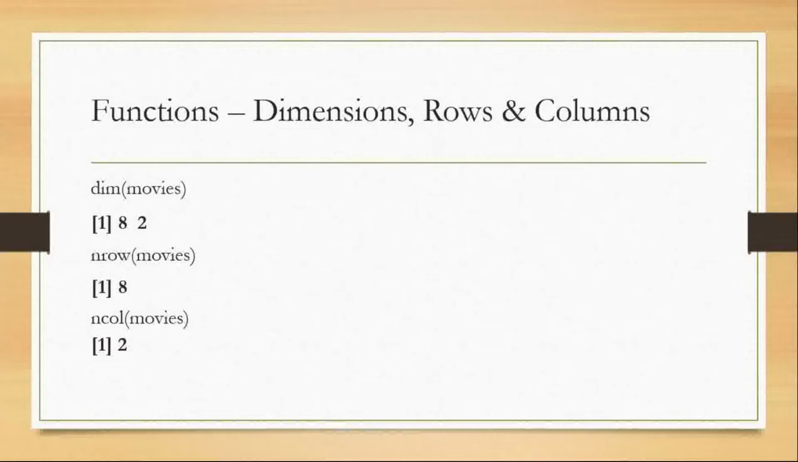Okay, let's look at other functions that can be applied to a data frame. So these are functions that we have already seen for lists. Dimension of movies will give the number of rows and number of columns in the variable movies. So the list in the variable movies contains 8 rows and 2 columns. So the number of rows in movies is 8 and the number of columns in movies is 2.